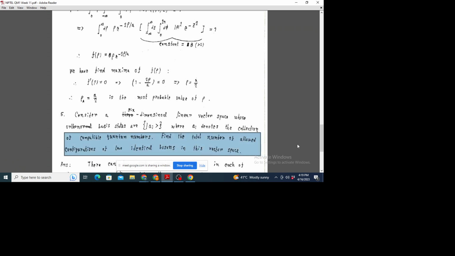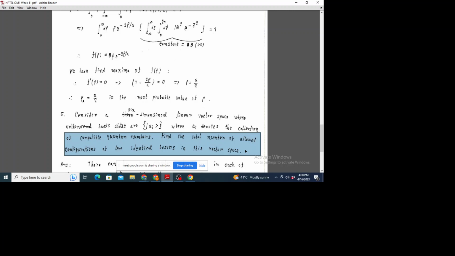Where A_i denotes the collection of compatible quantum numbers. So we have written all the possible collections into one single quantity A_i. Now we have to find the total number of allowed configurations of two identical bosons in this vector space. So there are 6 possible states and there are 2 identical bosons. The word identical is important. So 2 identical bosons and 6 states in the Hilbert space.